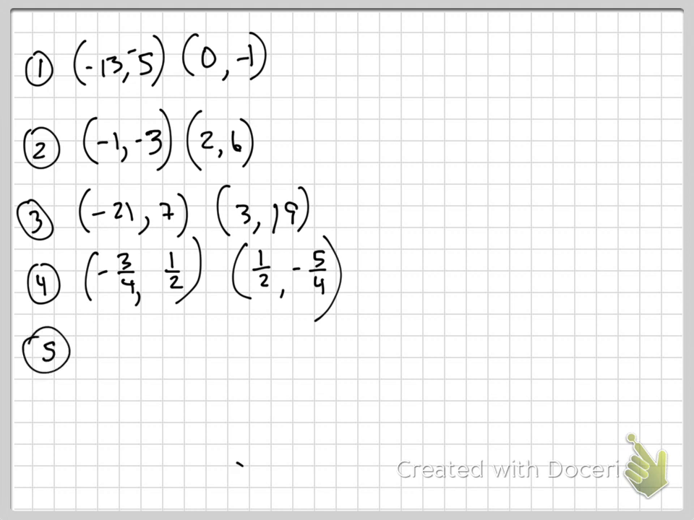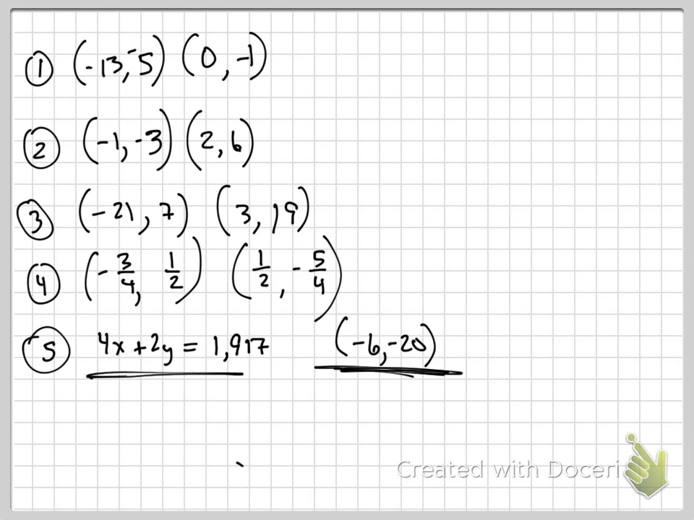And just to see what you remember, if I give you 4x plus 2y equals 1,917, and I'm going to give you the point, let's go negative 6, negative 20. Here's what I want, because I want to see if you remember. I want the equation for a line that goes through this point but is parallel to this line. Has to be parallel to this, but go through this point. I'm going to see what you remember from last year. Okay?